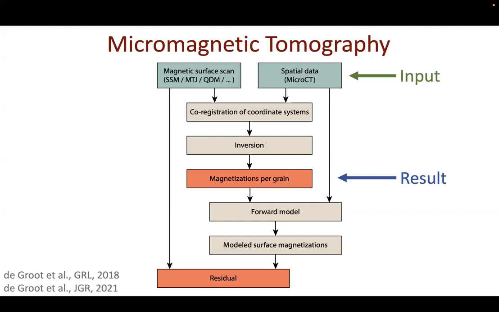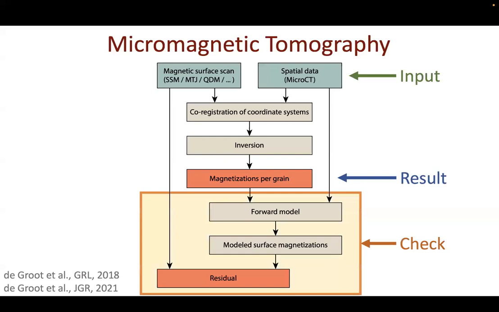To see how well our magnetizations resolve the magnetic flux on the surface, we do a little check where we take our magnetizations and the spatial data. So we assign each grain that we know of its magnetization. We calculate what the magnetic flux, what the magnetic map on top of the sample would look like given these magnetizations. That's the model surface magnetizations. And then we subtract that map from the actual magnetic scan. So then we are left with the residuals that our inversion cannot explain.